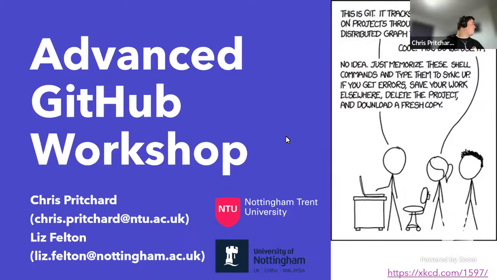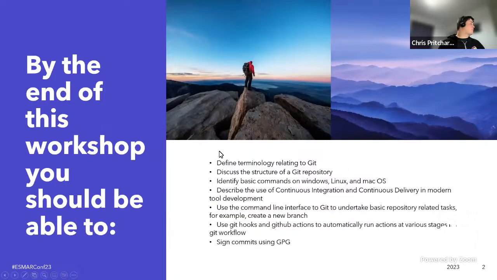So with that in mind, by the end of the workshop, we should know a bit more about some terminology relating to Git, some stuff about the structure of the Git repository, some basic commands, the use of CI and CD, using the command line to undertake basic repository tasks, using Git hooks and GitHub actions to run actions at various stages in a Git workflow, and sign commits using something called GPG.